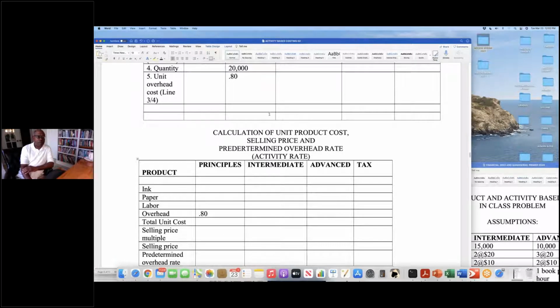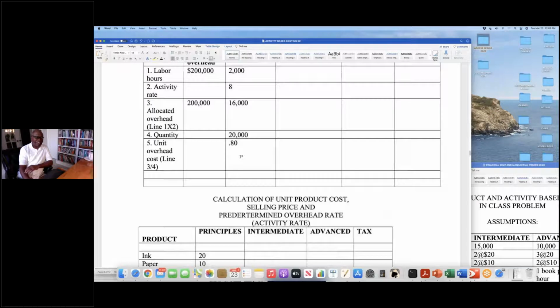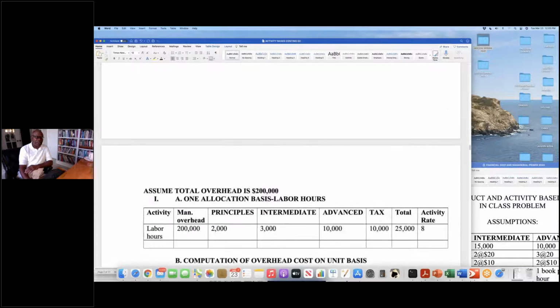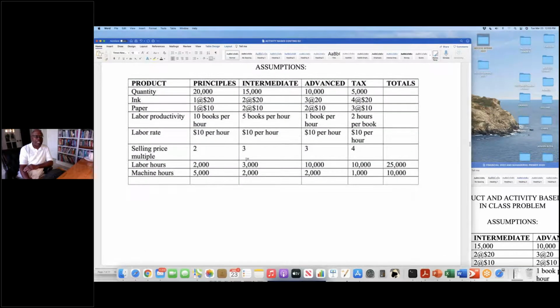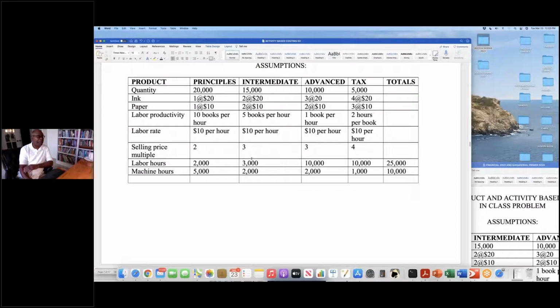Okay, so ink is how much? It's 20. So ink is 20? Then we have paper at 10. What we're gonna do is this later. Will we put the labor hours there, or will we put the labor productivity? Cost of labor to make one item. To make one? Yep.